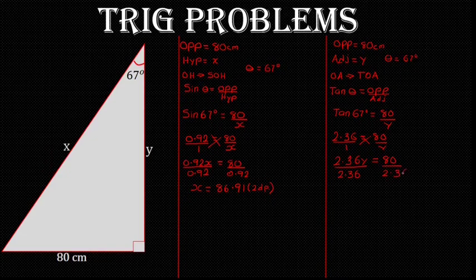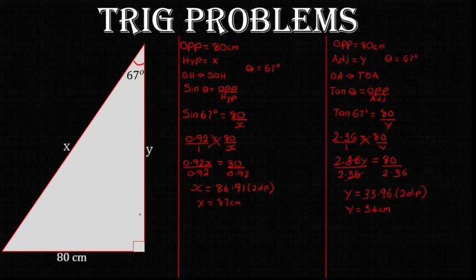Okay, then I have this cancel each other right here. I have the y is then equal to 33.96. That's the decimal places. That's our answer. If I'm sticking to the nearest whole number, x here will be equal to 87 centimeters, and then y here will be equal to 34 centimeters. So that's how you find the missing sides in your triangle.